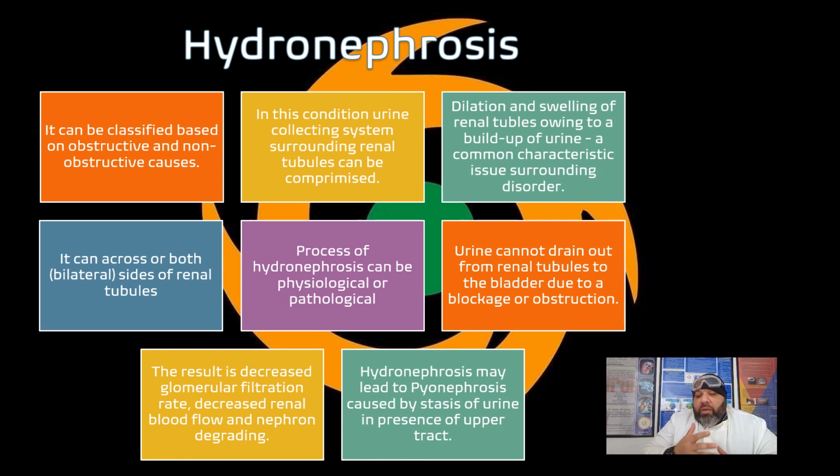around primarily the renal tubules, but also where the bladder is affected. The result is a decreased glomerular filtration rate, a decreased renal blood flow, and also nephron degradation. Hydronephrosis may also lead to pyonephrosis caused by stasis of urine in the presence of the upper tract.